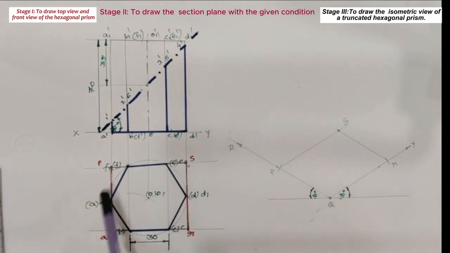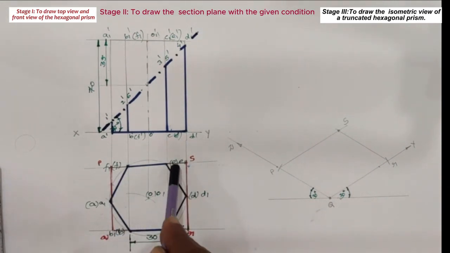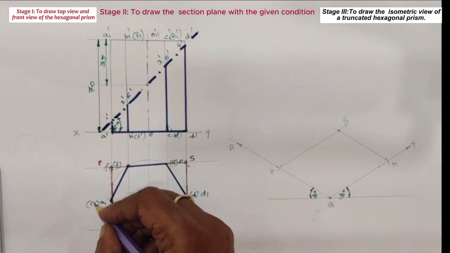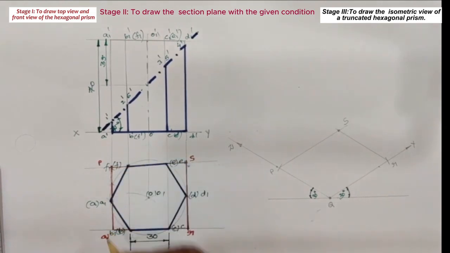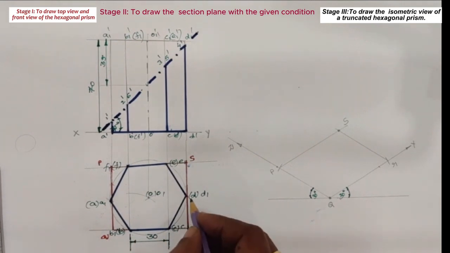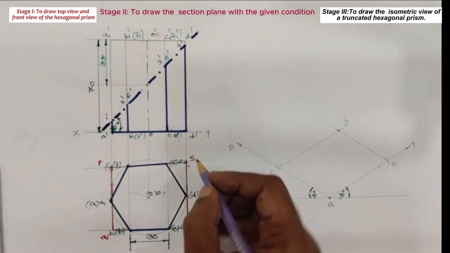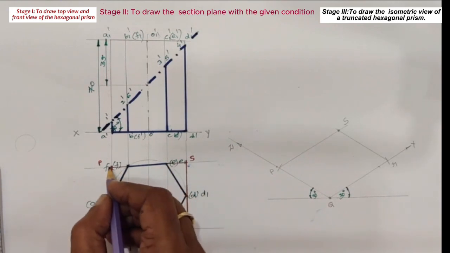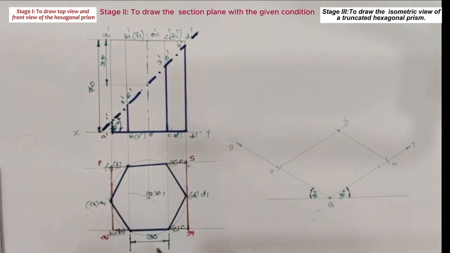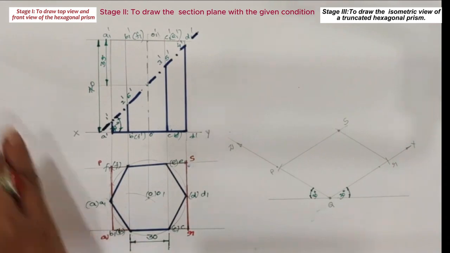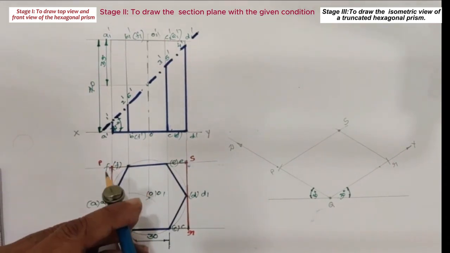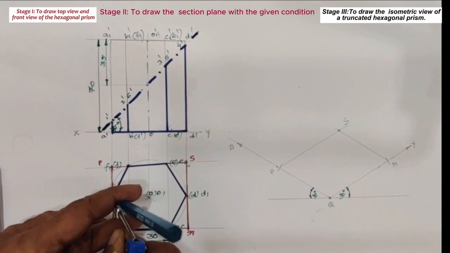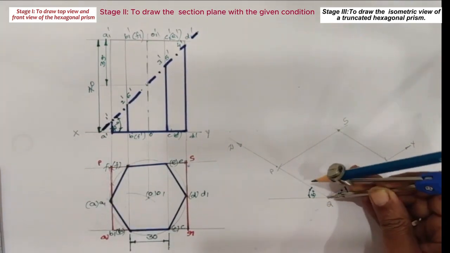With reference to the rectangle, we are drawing the isometric view of the hexagon. The corner of the hexagon, say A, is on the PQ side, whereas B and C corners are on the QR side, D is a corner point on the RS side, and E, F are the corner points on the PS side. So these corner points are to be transferred from here to the isometric view. Take QA as radius, draw an arc.